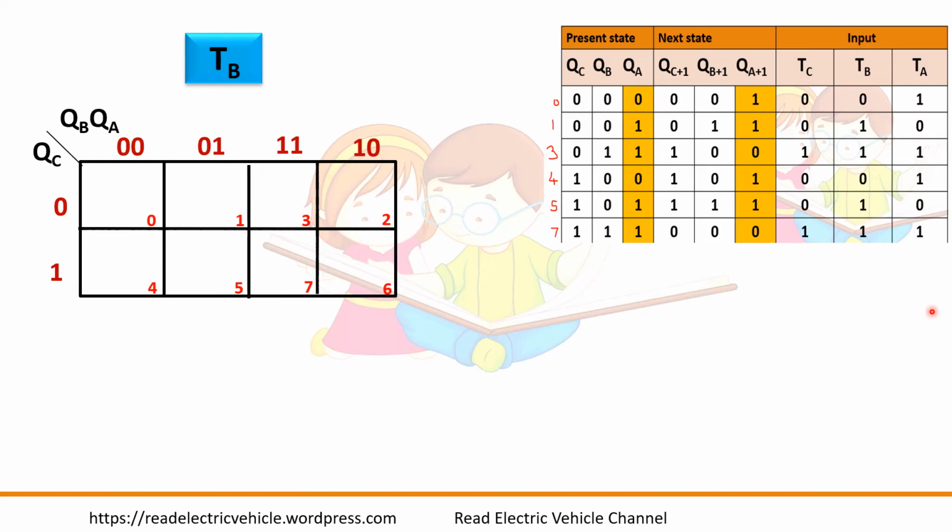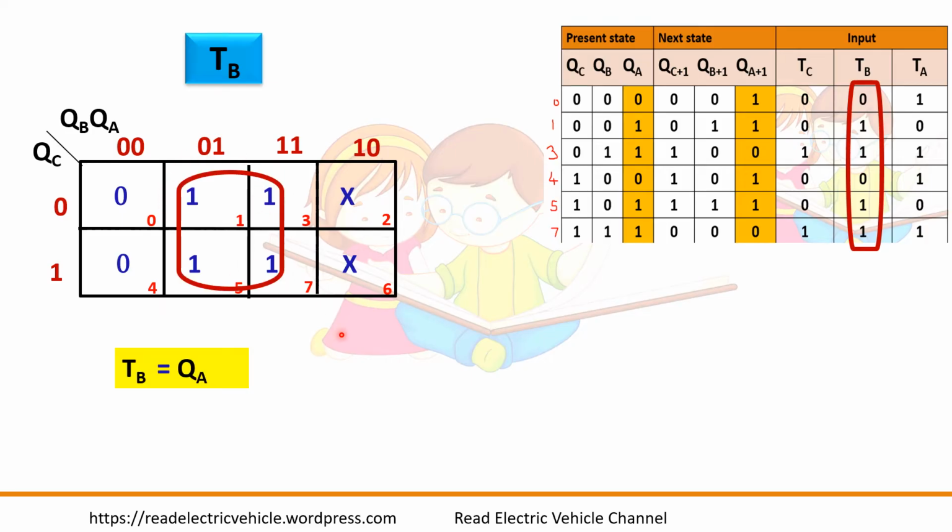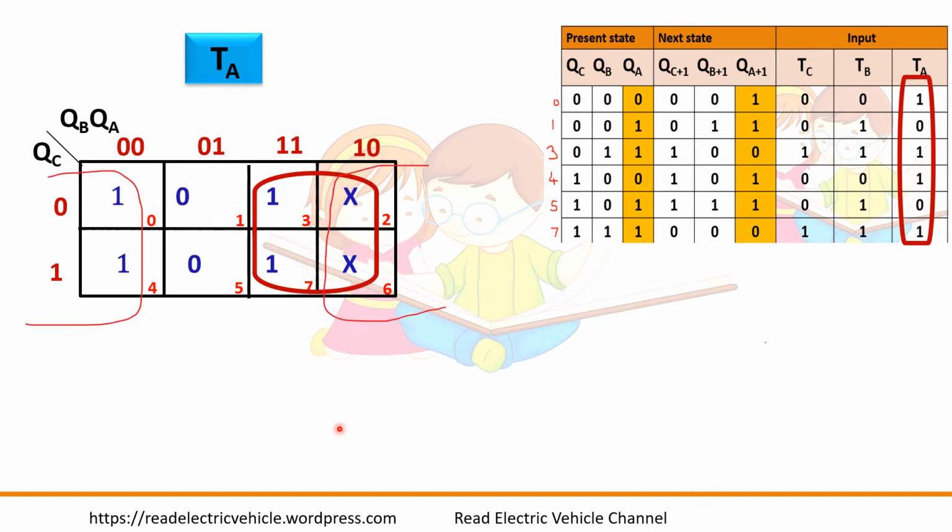Next we will plot for TB. Here totally 4 ones are there, and 2 and 6 are again marked as don't care. So you can combine these 4 ones together. So TB is equal to, what is the common term here? QA. Next we will plot for TA. For TA you have again 4 ones. Mark that. 2 and 6 are don't care. So these two can be combined together and again these two can be combined together, and you will get TA is equal to QB plus QA bar.